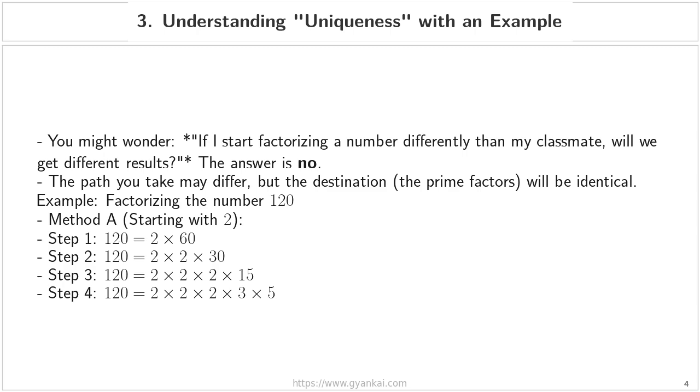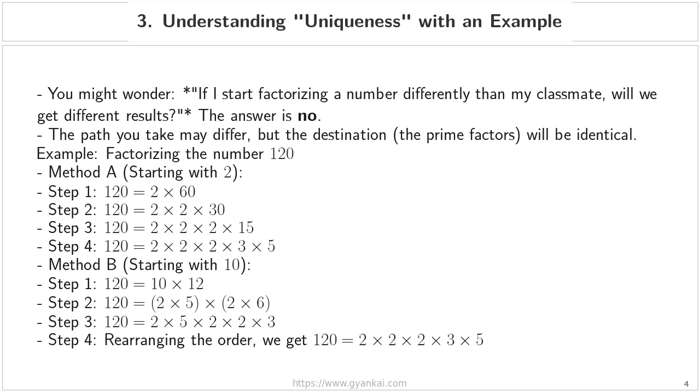So our final string of factors is 2, 2, 2, 3, and 5. Now let's try method B, where we take a completely different starting point, perhaps by using 10 and 12. In step 1, 120 equals 10 times 12. In step 2, we break those down into 2 times 5 and 2 times 6. In step 3, we break that 6 down into 2 times 3.